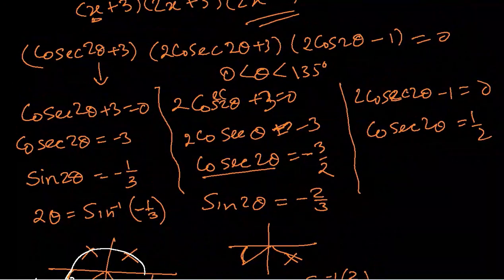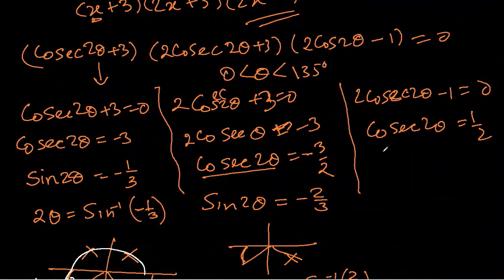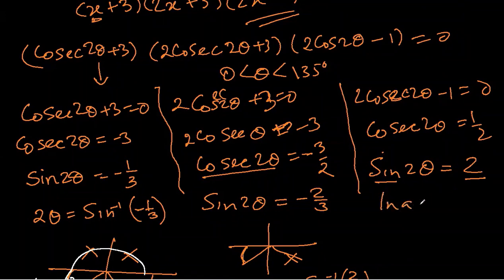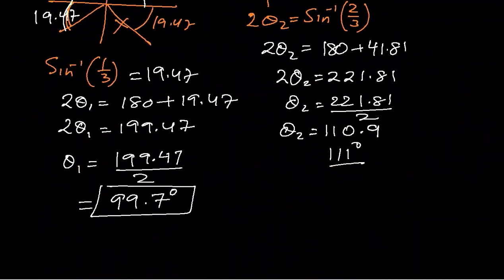Let's move on to the third one. The third one was cosecant 2 theta equal to half. So sine 2 theta, again the reciprocal, will be equal to the reciprocal of this, which is 2. And sine can never be more than 1 or less than minus 1. That means this answer is inadmissible. This will not give us any solution. So we have just two solutions, which are 99.7 and 111.